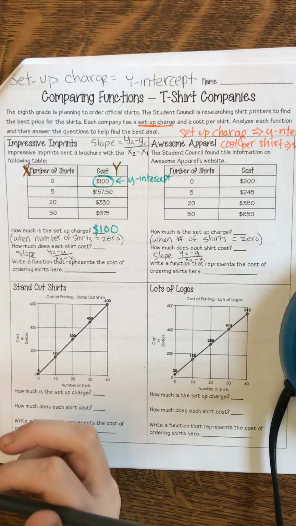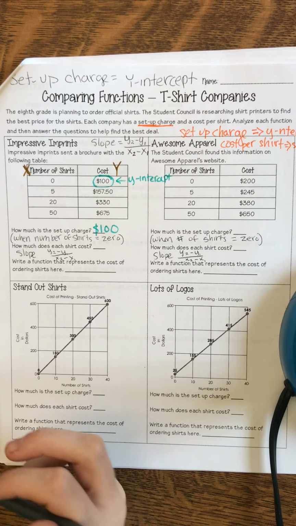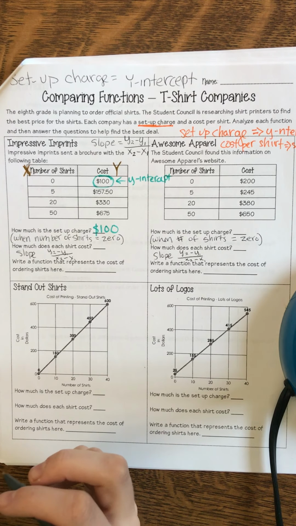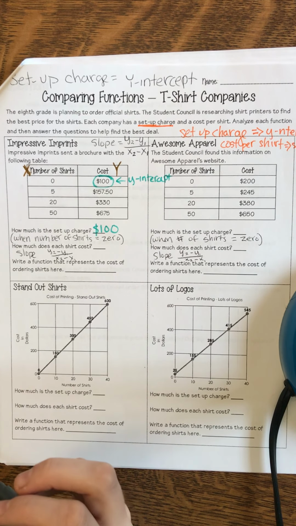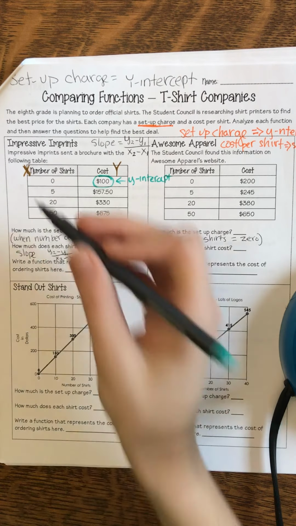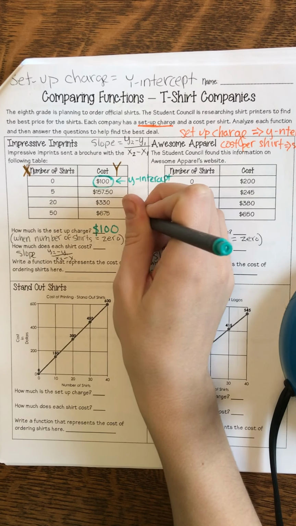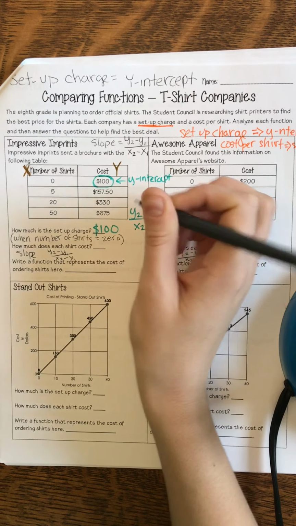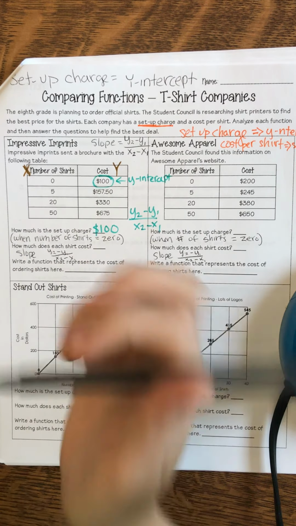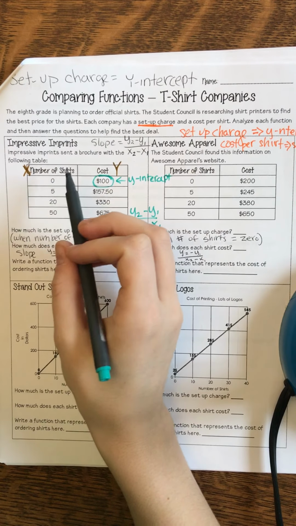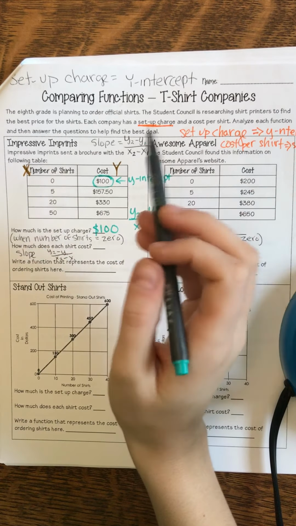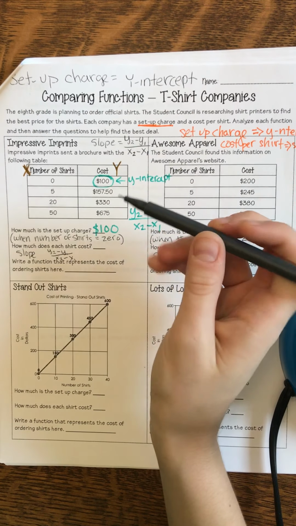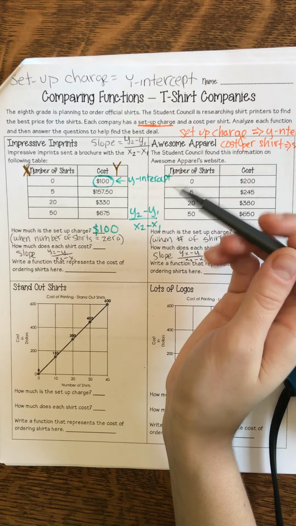And how much does each shirt cost? To find how much each shirt costs, we need to find the slope. And I'm sure you guessed it, we need to use our equation for slope. How do we find the slope? Given 2 points, y2 minus y1 over x2 minus x1. Well, I'm going to use when x is 0 and y is 100, and when x is 20 and y is 330. Those are 2 points, and they will make our slope.